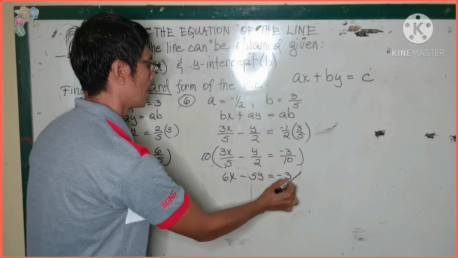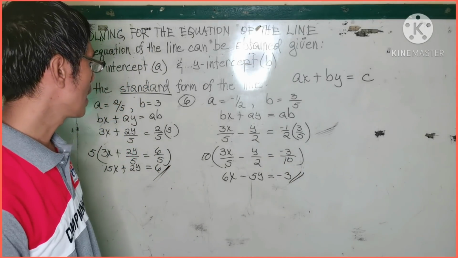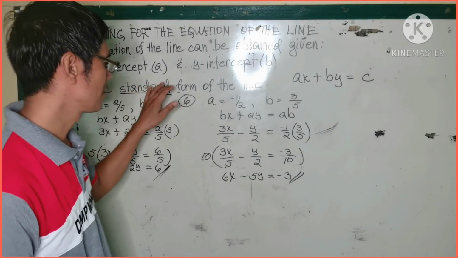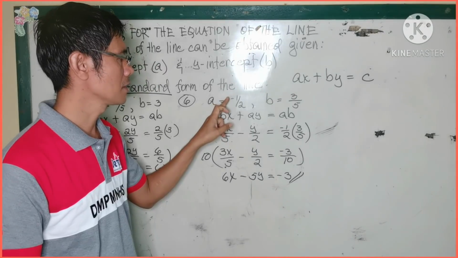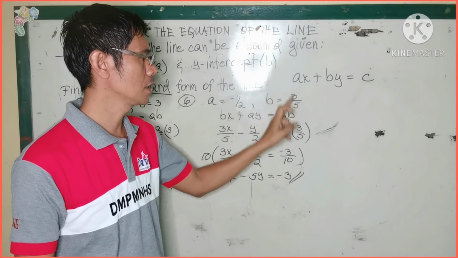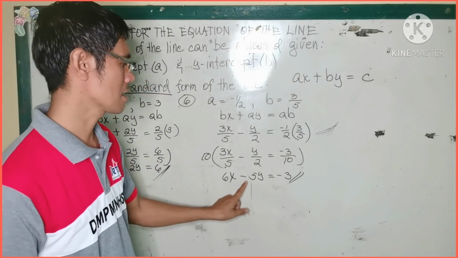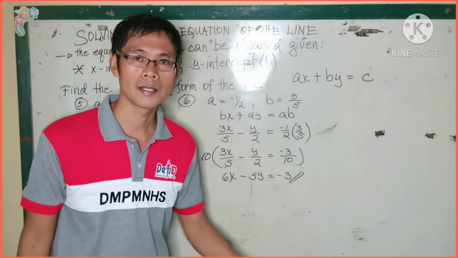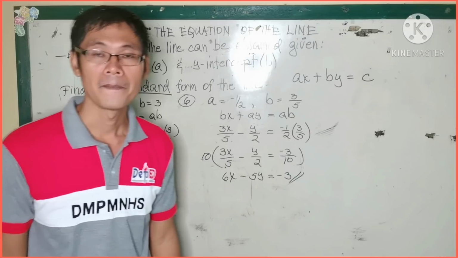So therefore, the equation of the line in standard form with x-intercept of negative 1/2 and y-intercept of 3/5 is equal to 6x minus 5y equals negative 3. Okay?